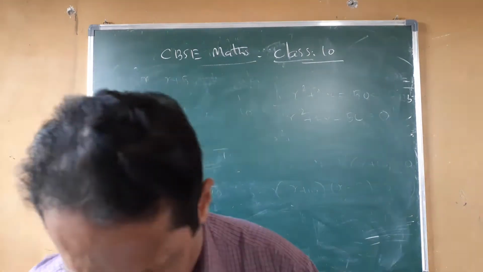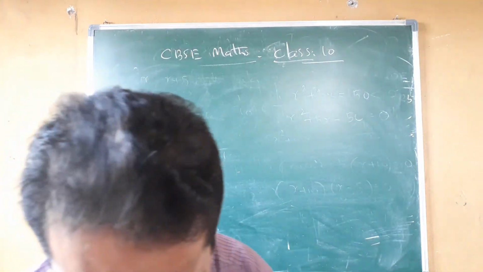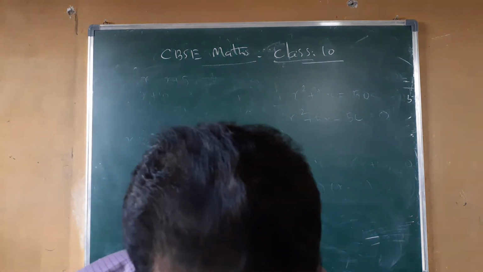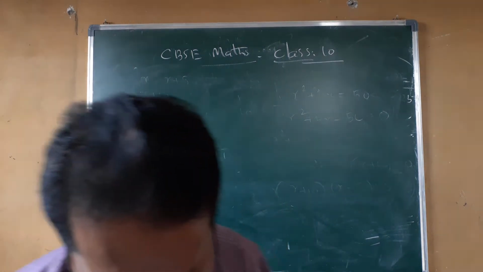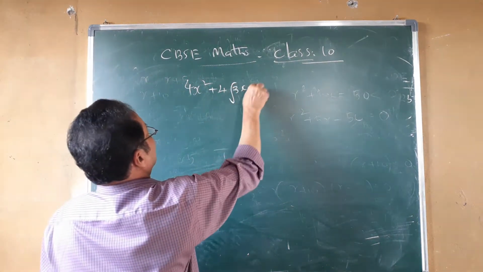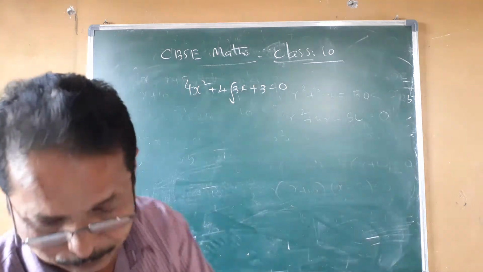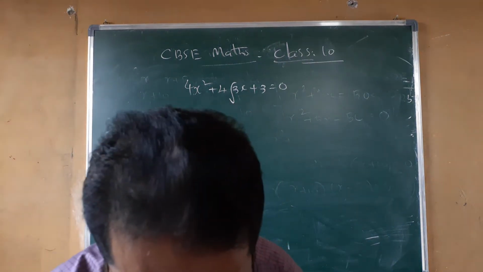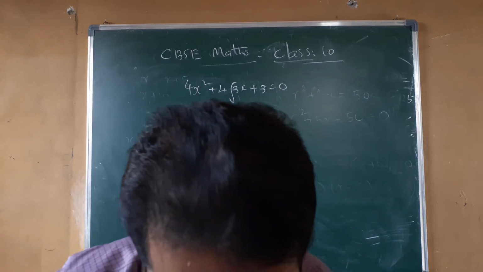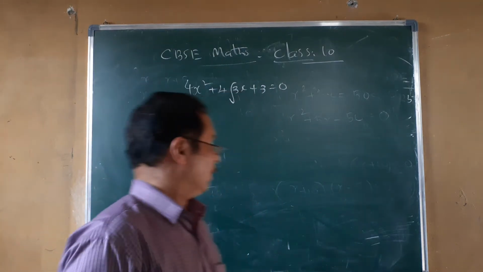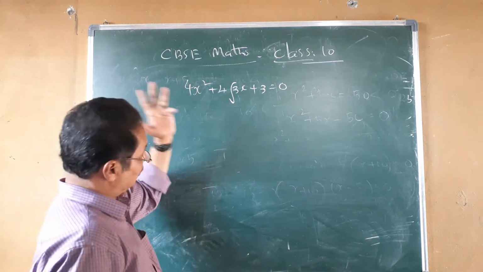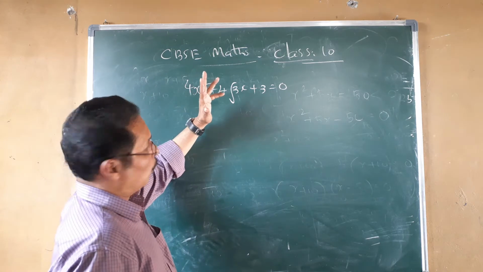One more problem. Come on, better you write this. 4x square plus 4 root 3 x plus 3 equal to 0. Are you ready? Any method.